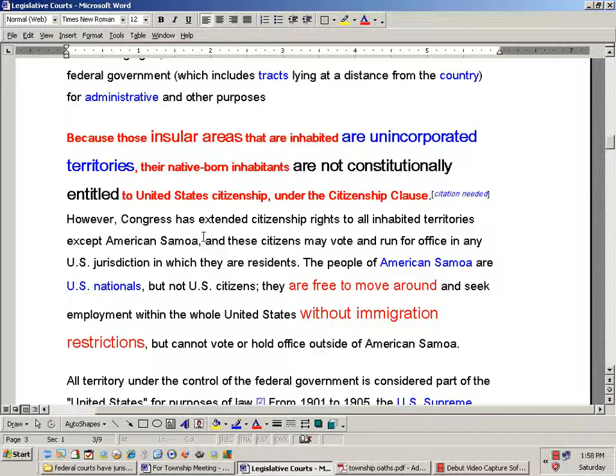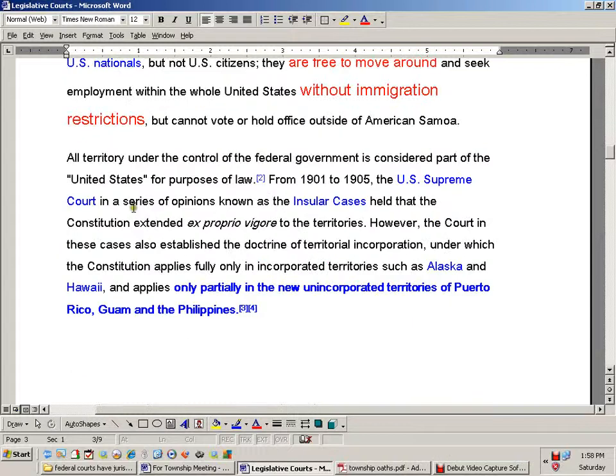American Samoa doesn't have an Article 1 or Article 3 court. It doesn't have an Article 3 court. It's got a territorial court. And you'll find out the U.S. small d district courts are all territorial courts. A territory under the control of the federal government is considered part of the United States for the purpose of law. Okay? All territory is part of the United States. We're all part of the United States.